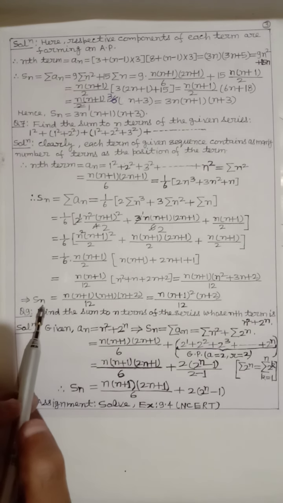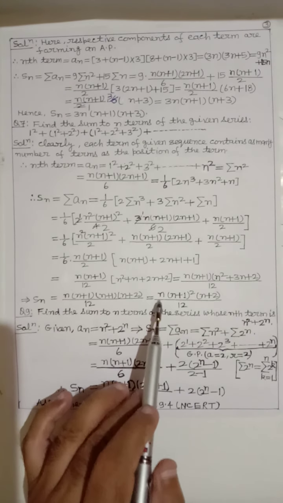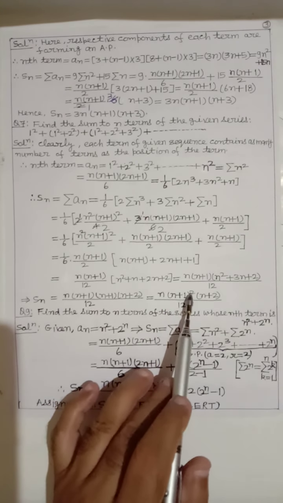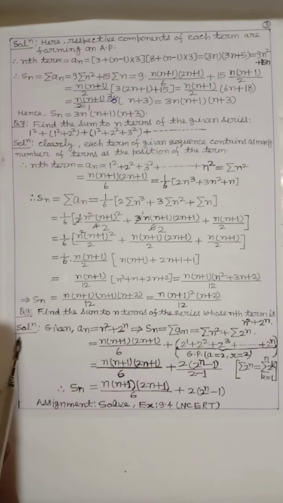Therefore, the sum to n terms of the given series is equal to n into n plus 1 whole square into n plus 2 by 12. Now, we will discuss one more question.